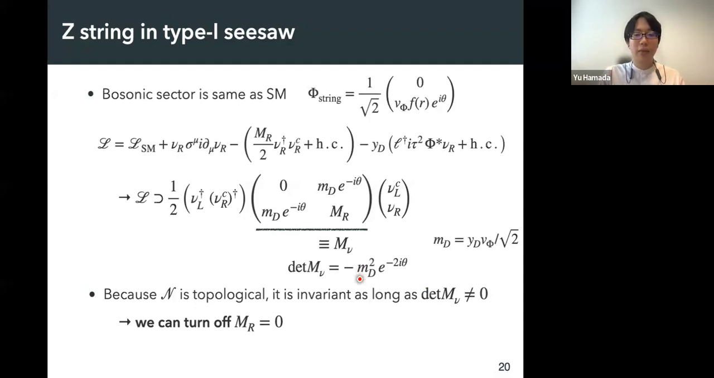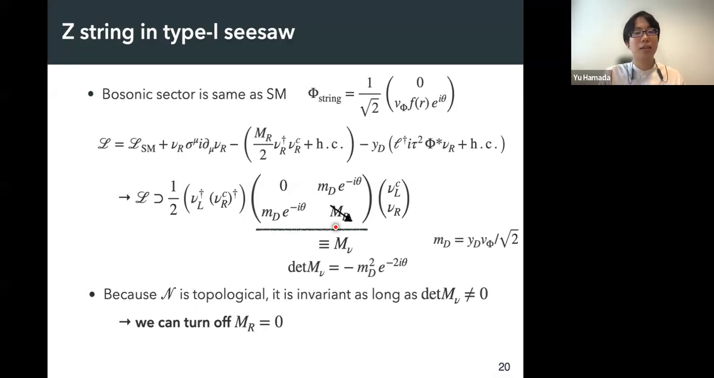And we know that this determinant is given by this one. So this doesn't depend on the Majorana mass here. That means we can turn off the Majorana mass here. And actually, this doesn't change the topological invariant.